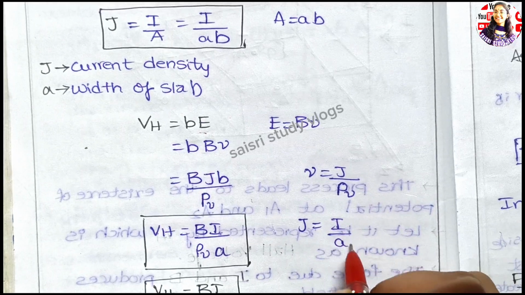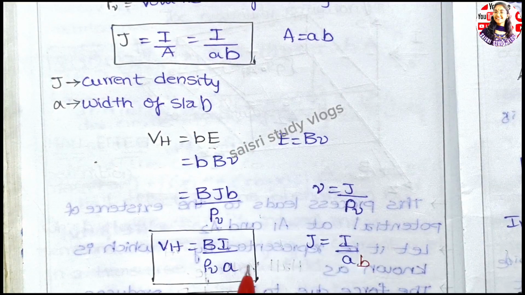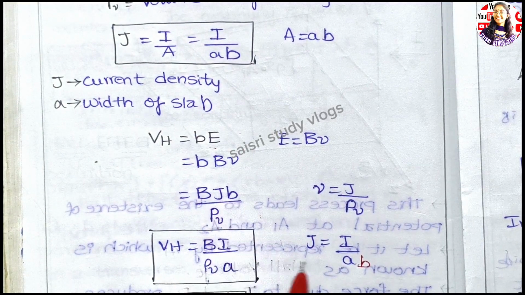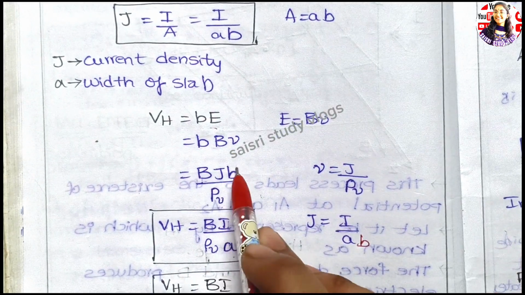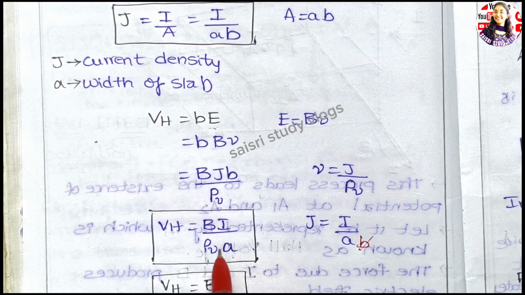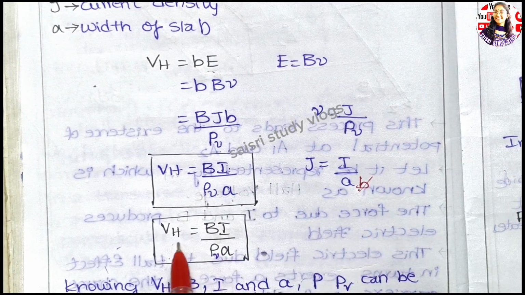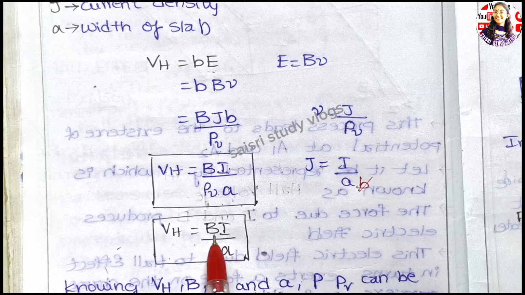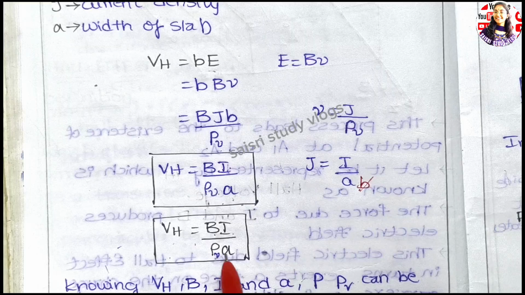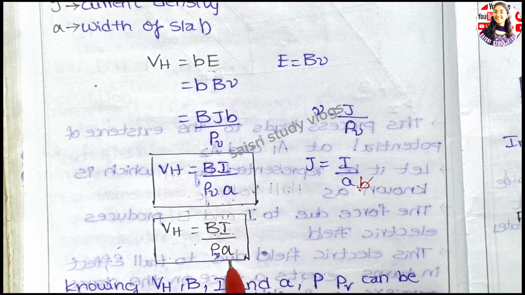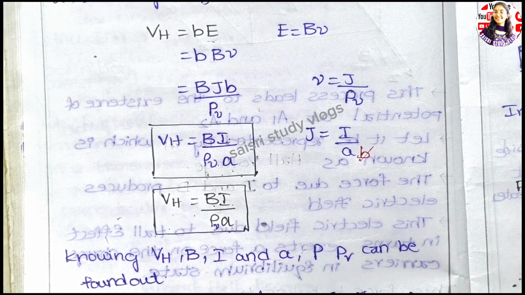So J is equal to I by AB. Here we got J is equal to I by AB. So in place of J, we are substituting I by AB, so that this B and this B will cancel. We will get BI by rho V into A. So from this, the Hall voltage VH is equal to magnetic flux B into current I, divided by rho V, the volume charge density, and A, the length of the semiconductor. So by knowing all these values, we can know the Hall voltage.